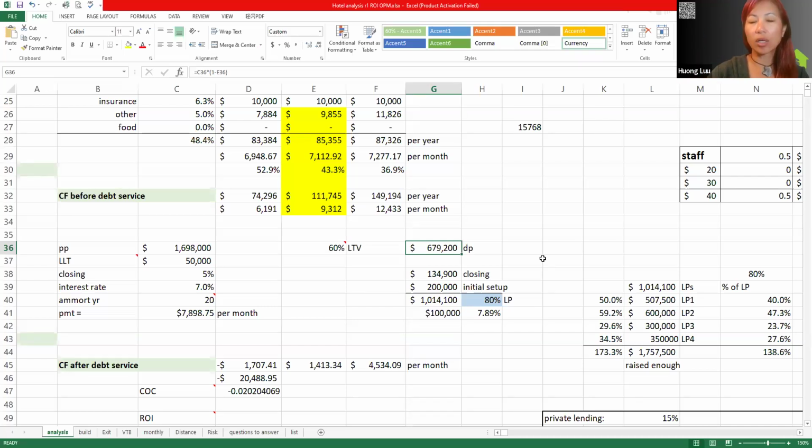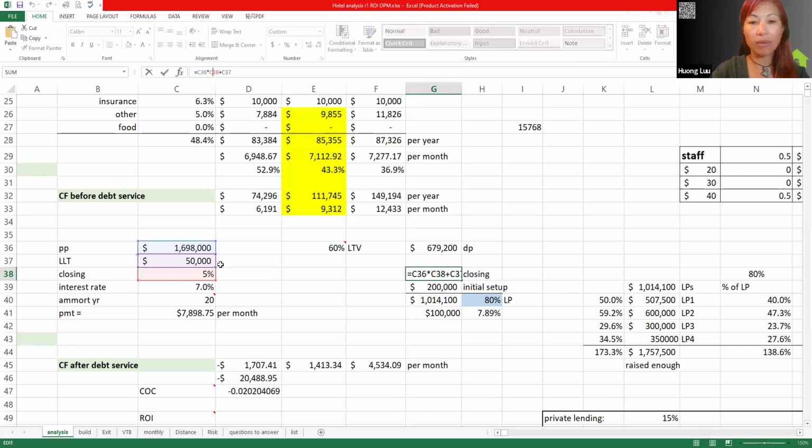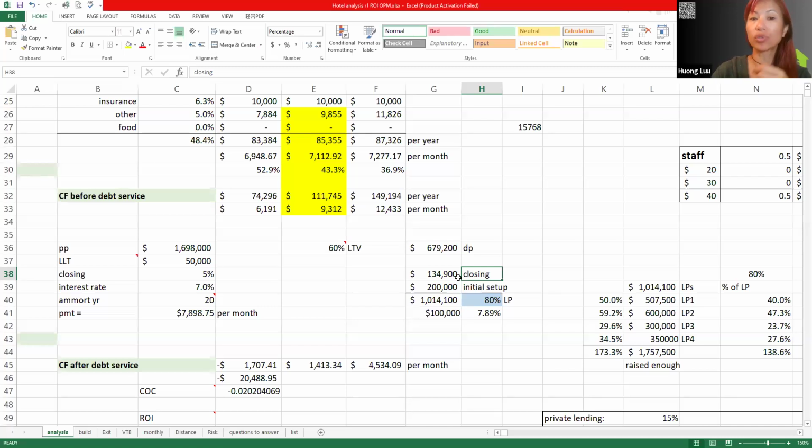Now the closing cost. What I'm doing is saying, what's the fee for the 5% plus the land transfer tax? That's going to be my closing cost. So I'm going to need about 134,000 extra in liquid cash available so that I can close. Then the initial setup would cover any renovations, any unforeseen expenses that I would need within 1 to 2 months of closing.